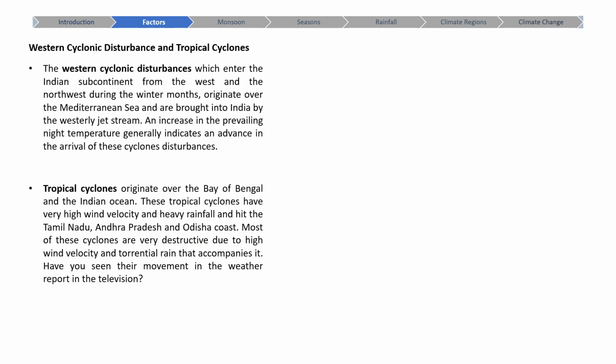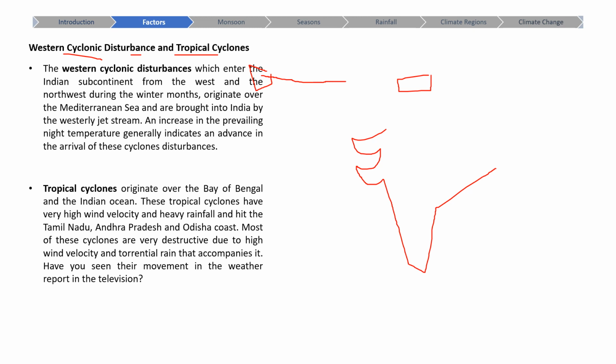So another topic is the western disturbance and tropical cyclone difference. What is this? If you see here, let me draw a map for you. If you see this India, and this is the Kashmir area here. In this Kashmir area, and this is the Mediterranean Sea. The winds come from the Mediterranean Sea during winter time.